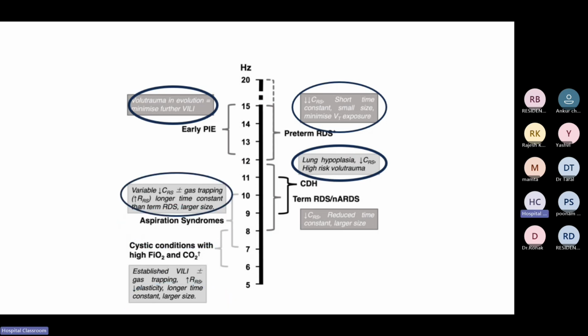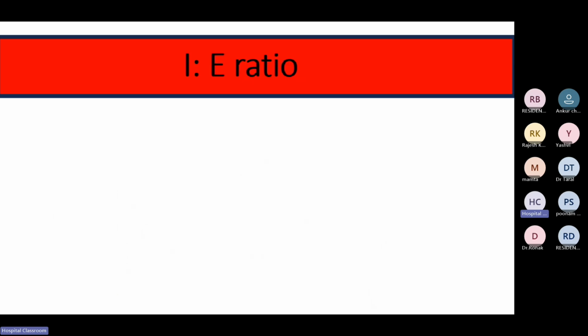Okay, and meconium aspiration and other gas trapping syndromes, we have to use a relatively lower frequency, somewhere around 7 to 10. And the last one, which you can see, cystic conditions with high FiO2. So these are the conditions where lung injury volume is associated, and your elasticity is less, gas trapping is less, and the time constant is longer. So this is typically what you see in BPD. So in babies with BPD, we will set a lower frequency.